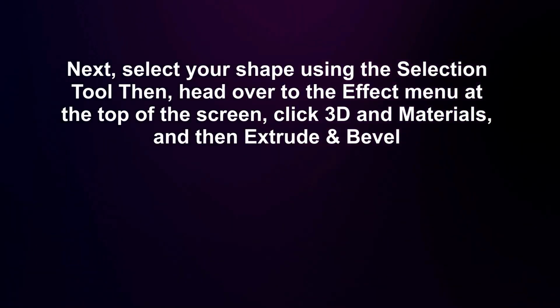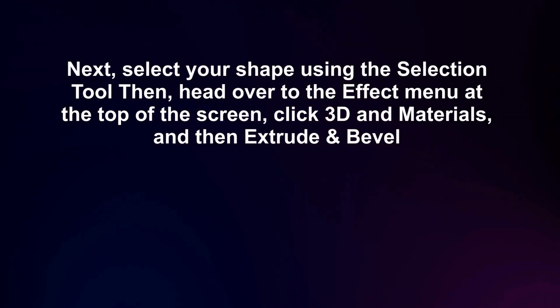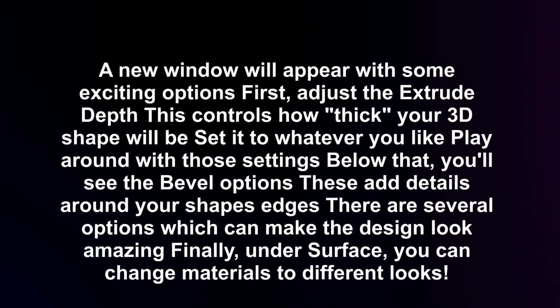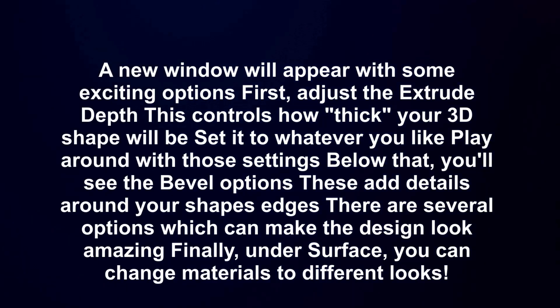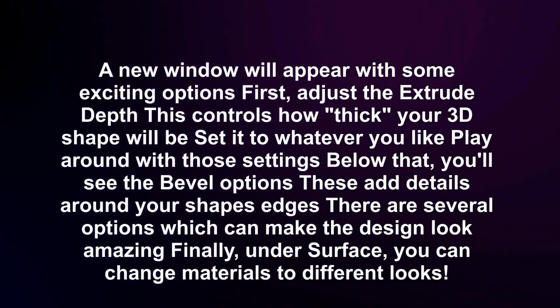Next, select your shape using the selection tool, then head over to the effect menu at the top of the screen, click 3D and materials, and then extrude and bevel. A new window will appear with some exciting options. First, adjust the extrude depth. This controls how thick your 3D shape will be. Set it to whatever you like. Play around with those settings.